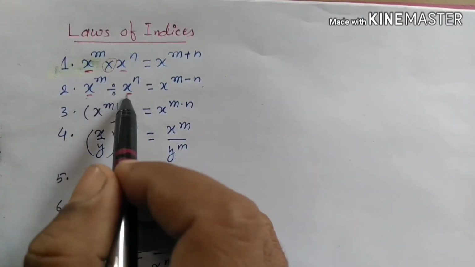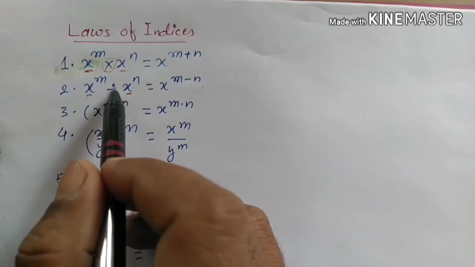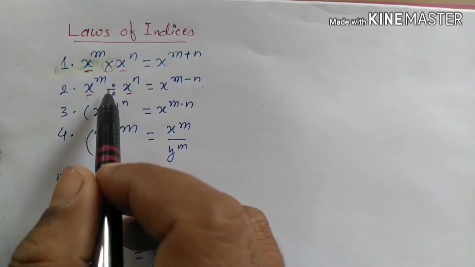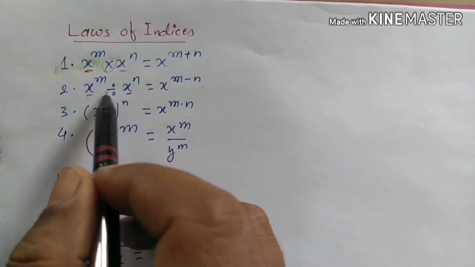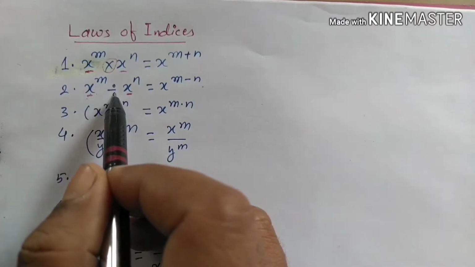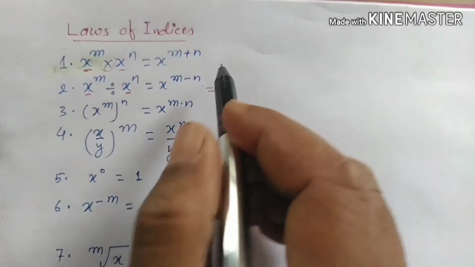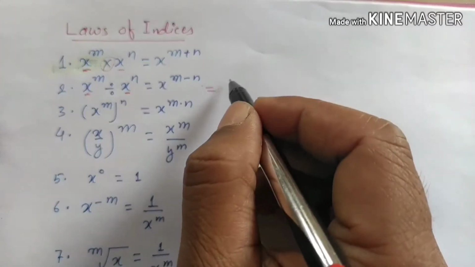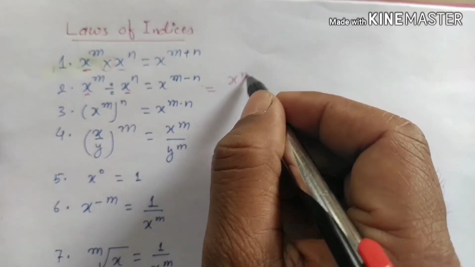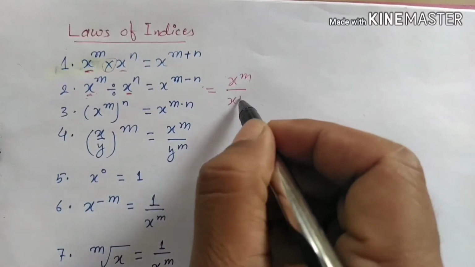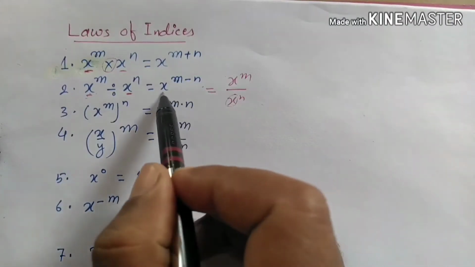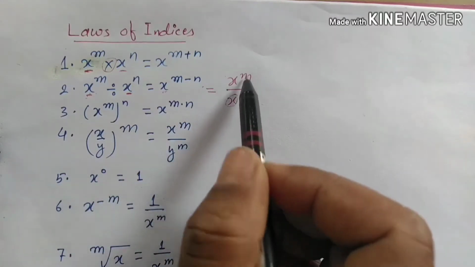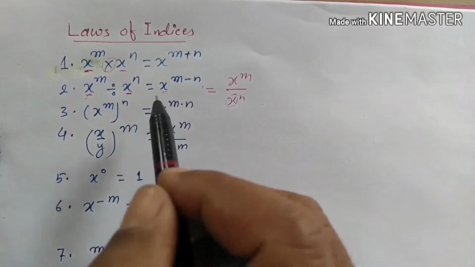In number 2, you can see the base here is x and this base is x. Both bases are similar, and in between them there is the sign of division. So if there is division, this term can be written as x power m over x power n. Then this x and this x will be common, and the power should be minus.